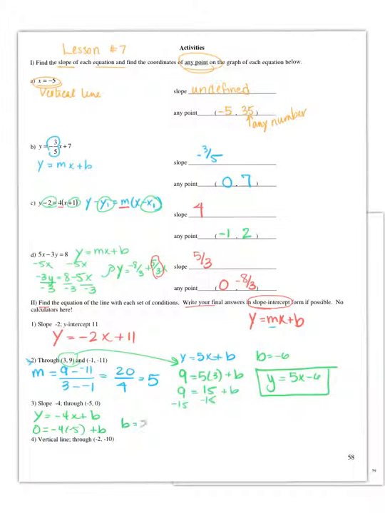So b will equal -20. In the last problem, we have a vertical line. That tells us it's going to be in the form x equals. The slope of a vertical line is undefined. So our equation is going to look like x equals the x coordinate, and the x coordinate for this point is -2.